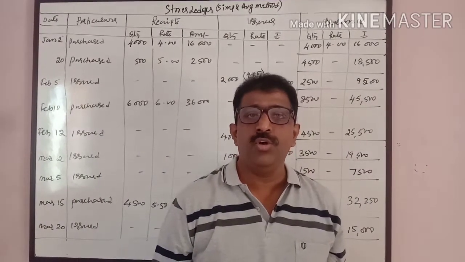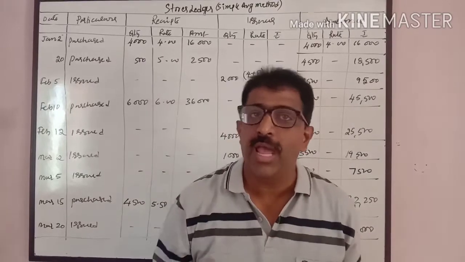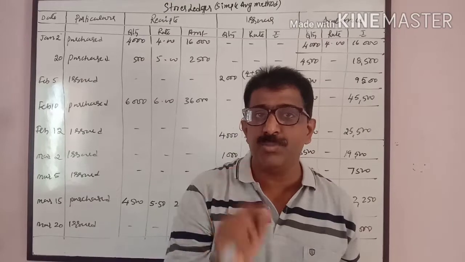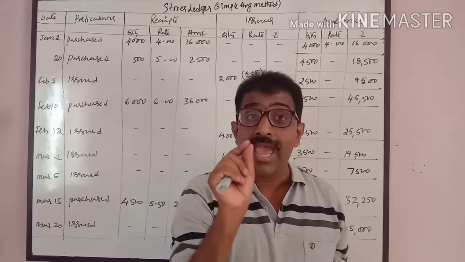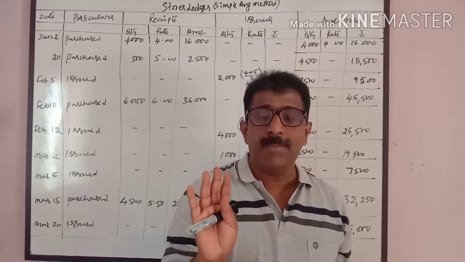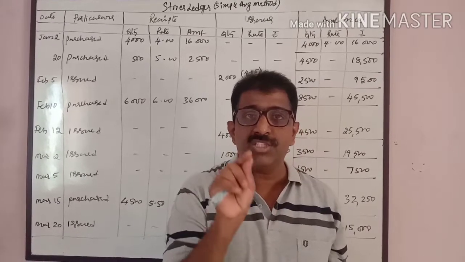In my previous video, I explained what is FIFO and LIFO method. In today's video, I am going to explain what is simple average method and weighted average method. But before that, I will explain what is simple average method. Whenever there is an issue of prices, we have to take the average of the number of prices in the issue. For example, if there are two prices, 5 plus 6, 5 plus 6 divided by 2.